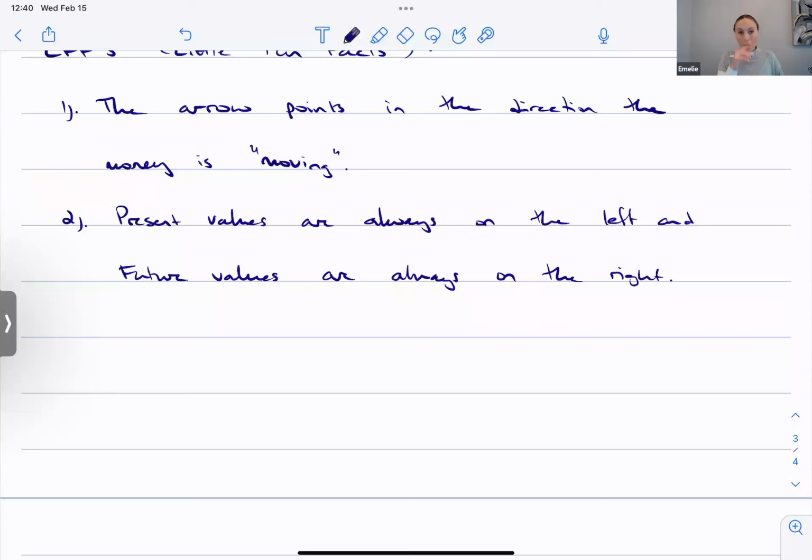I mentioned that because that trips a lot of people up. How do I know where to put the future value? How do I know where to put the present value? Just remember that it is a timeline, so it is working chronologically. You always start with the present value and end up with a future value. Even if the information that you have is a future value, you can map it back and figure out what it's worth today. We're going to see examples of that.